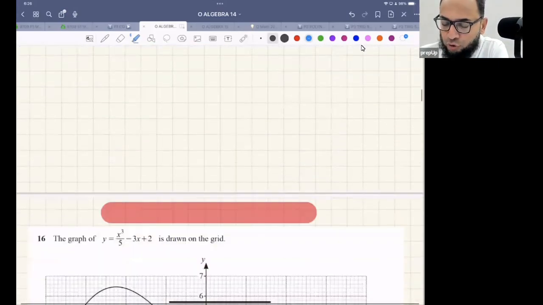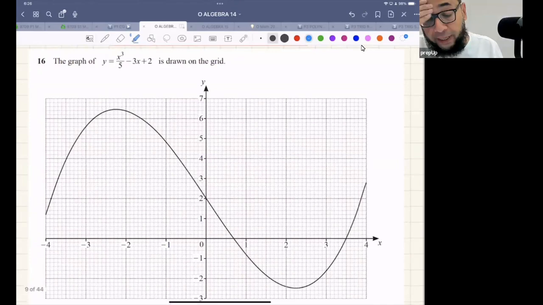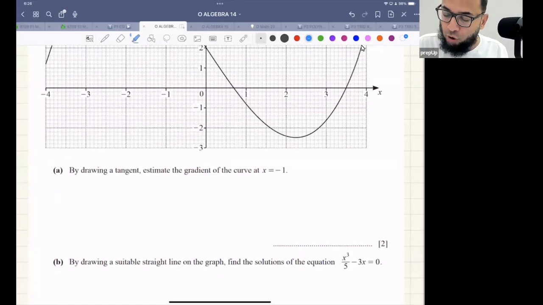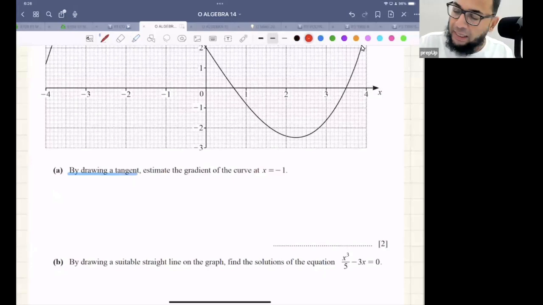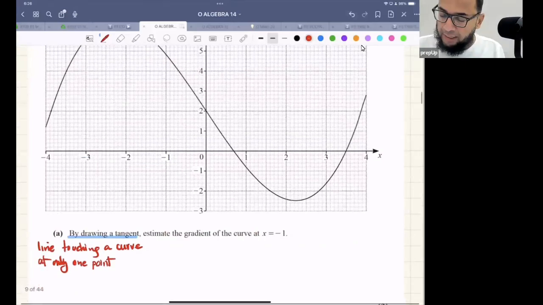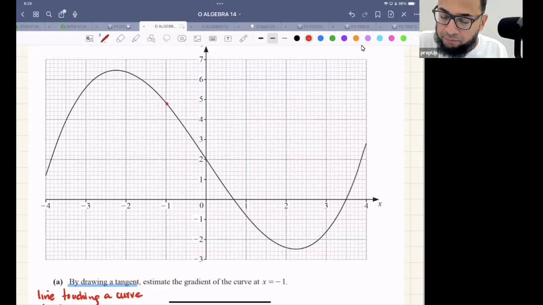Now let's go to some past paper questions. It's a combination of paper 1 and paper 2. It says the graph of this cubic is drawn on the grid. By drawing a tangent, estimate the gradient of the curve at x equals -1. Now what is a tangent? A tangent is a line touching a curve at only one point. Only one point. It's not cutting the curve. Now when we say x equals -1, x equals -1 is right over here.